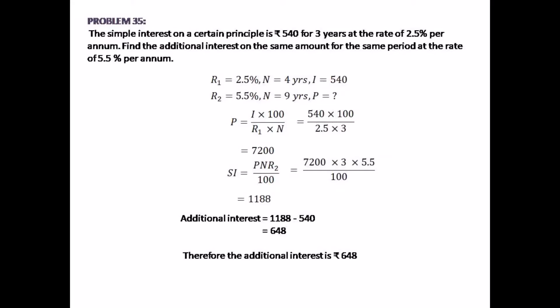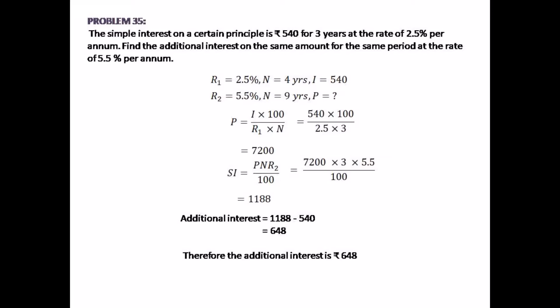The simple interest on a certain principal is rupees 540 for 3 years at the rate of 2.5% per annum. Find the additional interest on the same amount for the same period at the rate of 5.5% per annum. Given that R1 is 2.5%, N is 3 years, I is 540. R2 is 5.5%, N is 3 years.